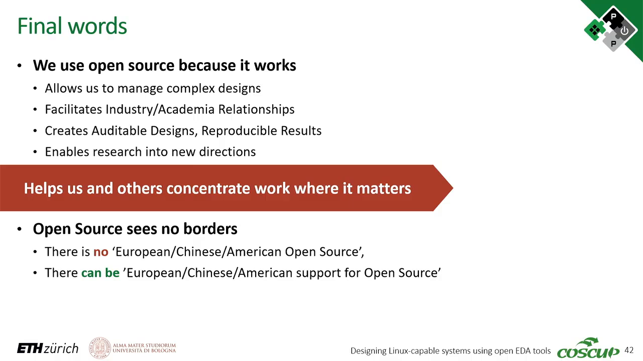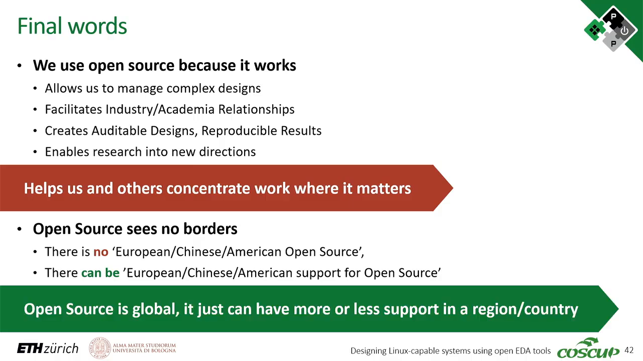And very important for us is that open source sees no borders. There is no European and Chinese and American open source, and attempts to stop this exchange are stupid and don't make sense. There can, however, be different support for these things. So maybe one country wants to invest more money in it than others. So open source is global, and it can just have more or less support in each country. But we shouldn't lock down anything.